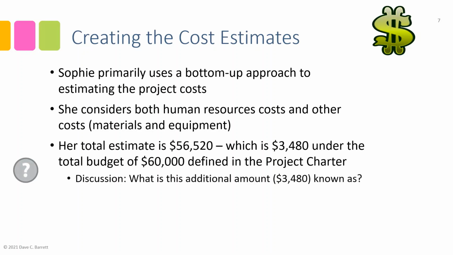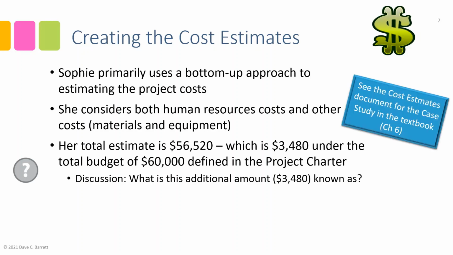Now, as a discussion item, there's a question of, well, what is this $3,480 known as, this amount that we're under? And that's something you can find in the textbook. It is known as the budget contingency. It's the amount extra that you have.